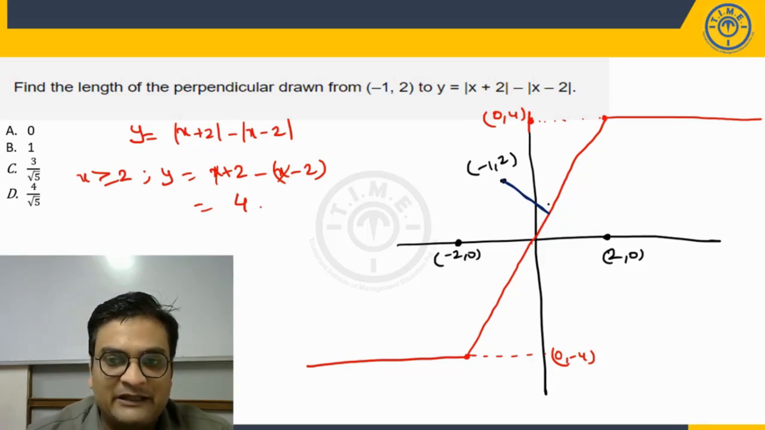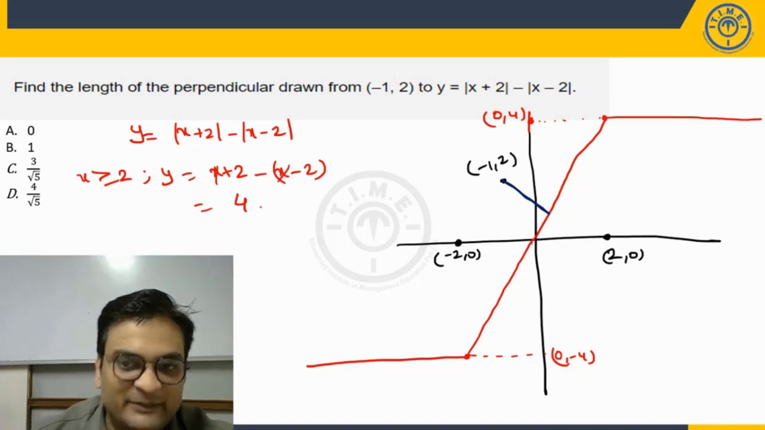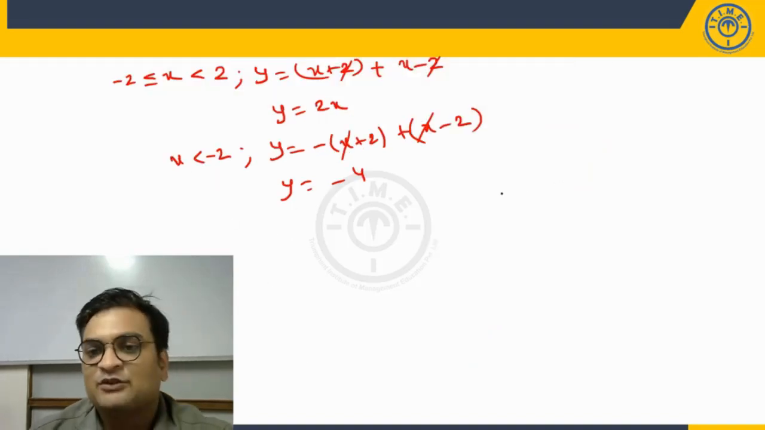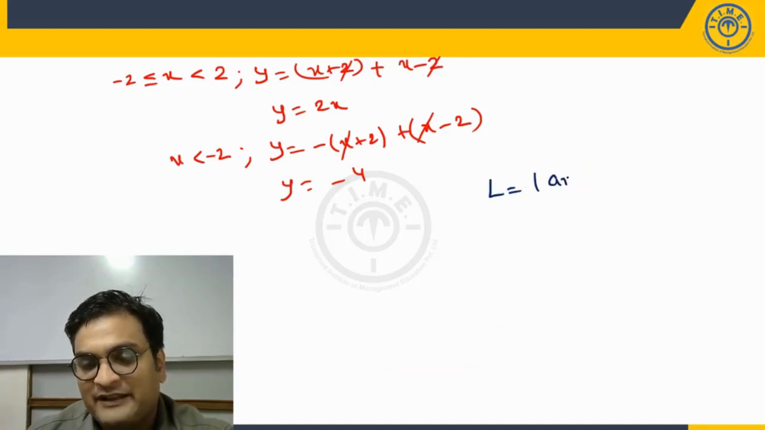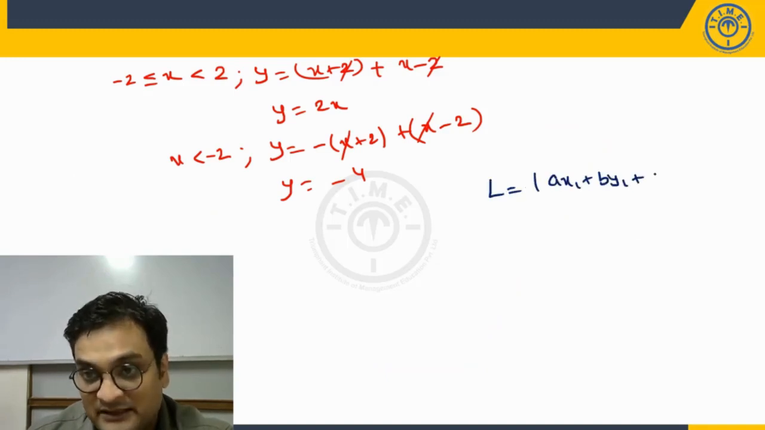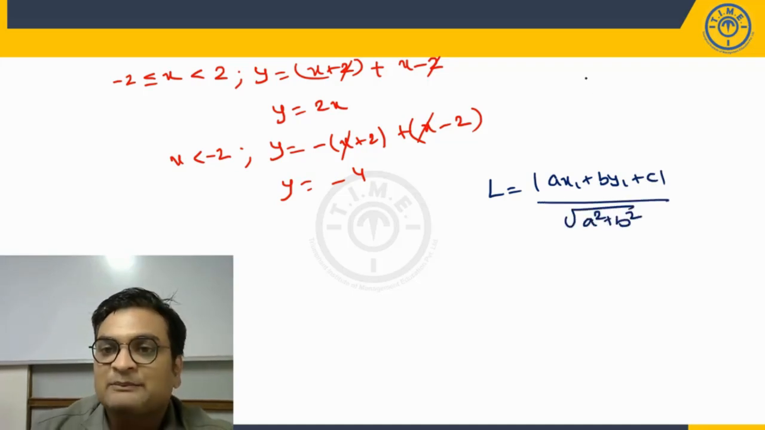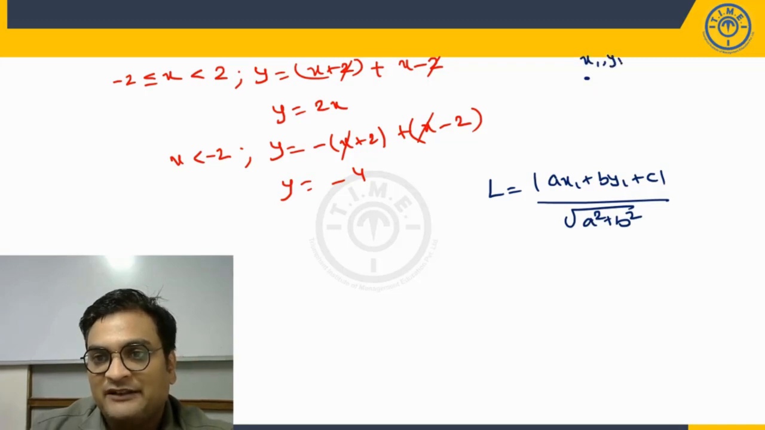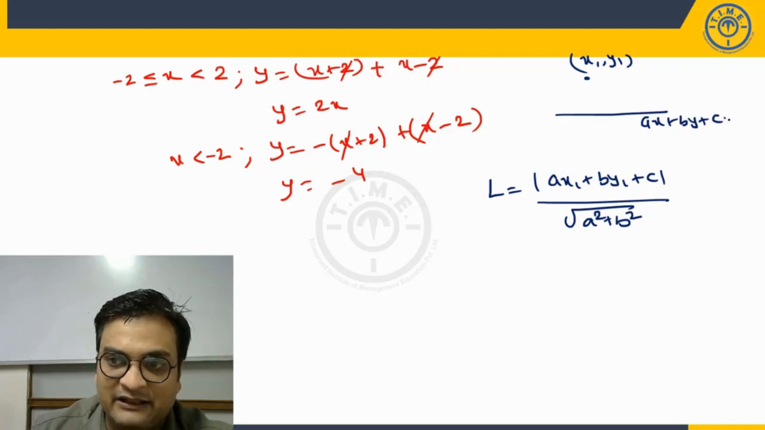So when you drop the perpendicular like this, he's asking us the length of this perpendicular. How do we find it out? In coordinate geometry, we have a formula. The formula goes like this. The length of the perpendicular is nothing but mod of ax1 plus by1 plus c by root over a square plus b square, where the point we are talking about is (x1, y1) and the line we are talking about is ax plus by plus c equal to 0.